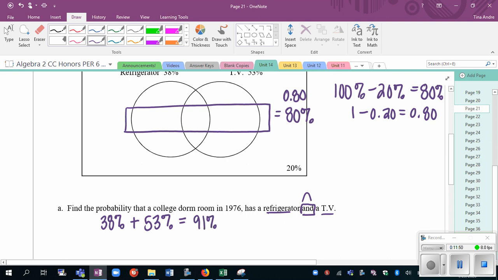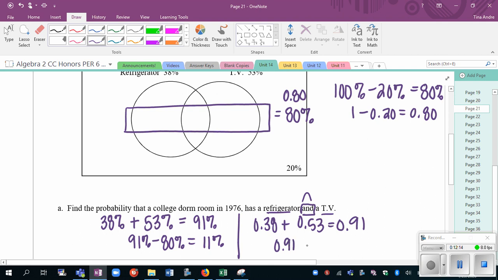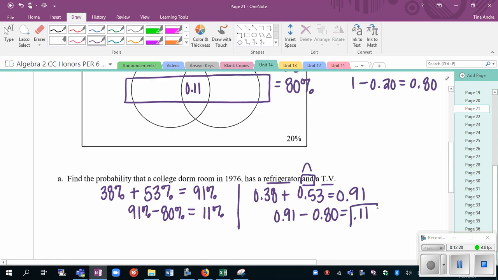If I add 38 plus 53, I get 91%. Well, 91% minus the 80% that I should have tells me there's an 11% overlap. Or I can say 0.38 plus 0.53 gives me 0.91, and 0.91 minus the 0.80 is going to give me 0.11. So that tells me my overlap is really 0.11, or 11% of people have both. You can give either answer, the percentage or the decimal.